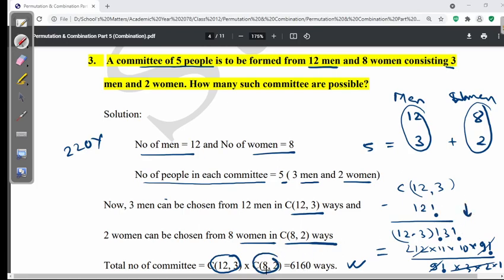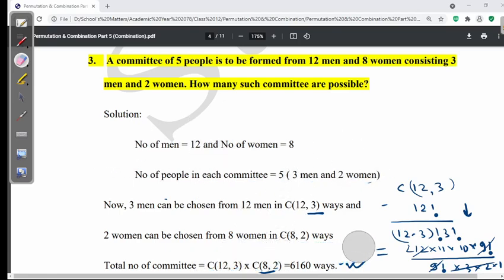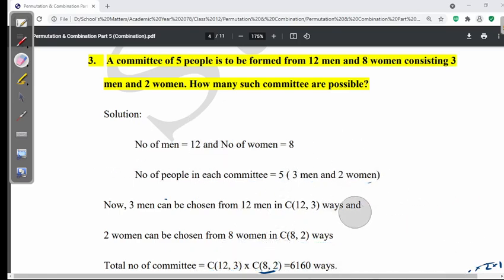Here I have written in shortcut using a calculator, but you need to show this process, because this is not a very difficult job. So I have done it in a shortcut way to make you clear, dear students. That's why the answer equals 6160, which is our required answer. From 12 men and 8 women, consisting of 3 men and 2 women, a committee needs to be formed. Then we can form the committee in this way.